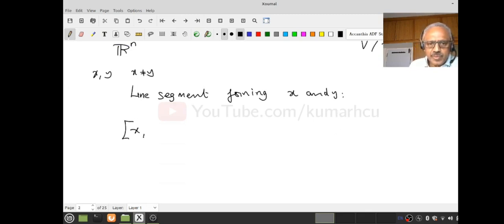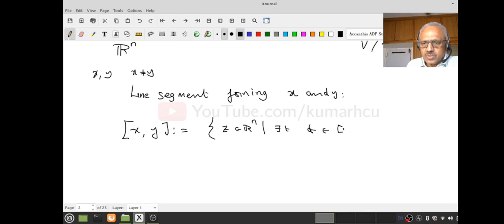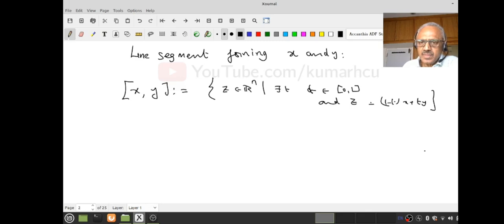Let me denote it as an interval. This is the set of all elements z in Rn such that there is a t in the interval [0,1], and z is of the form (1 minus t) times x plus t times y. You can also write it as z equal to x plus t times (y minus x), with t between 0 and 1.